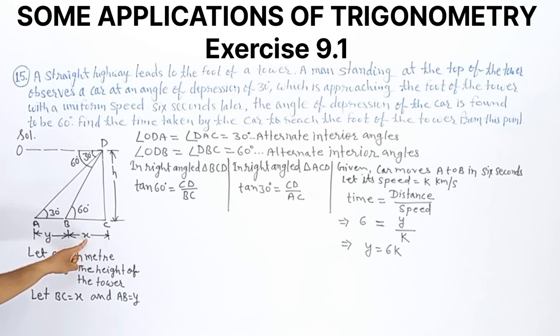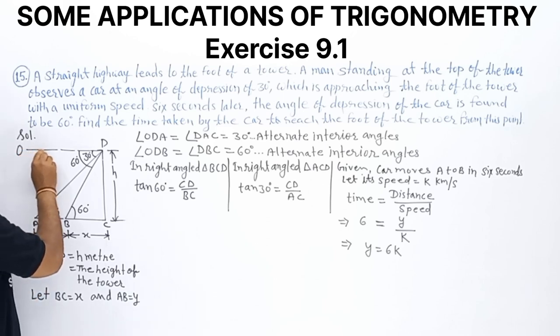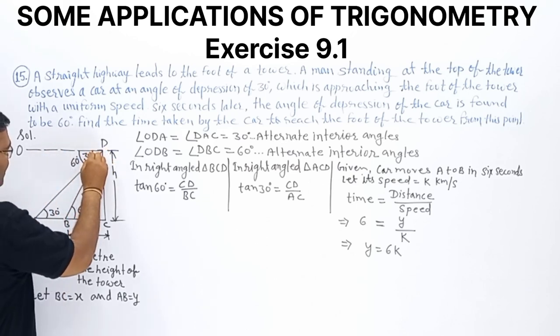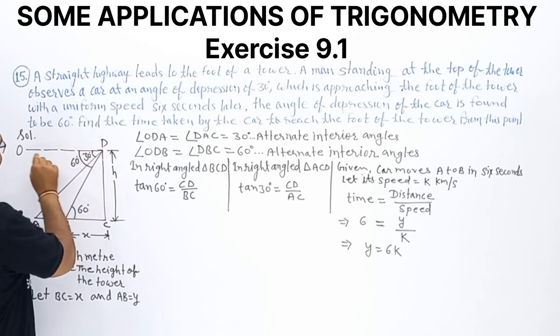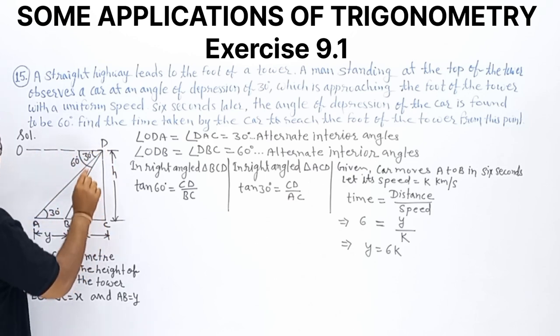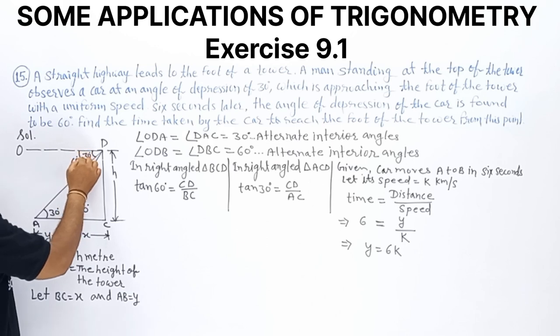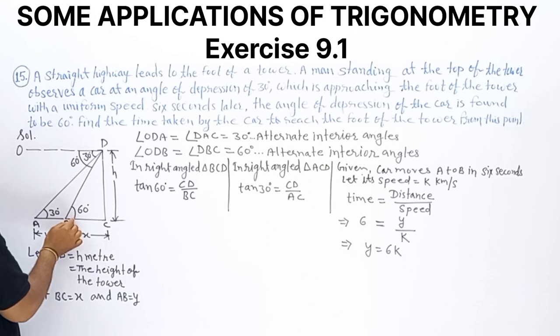So we are assuming the distance BC is x meters, and this distance AB is y meters. Now we are having a horizontal line. Observe, assume this is a horizontal line, and the angle of depression from this point is 30 degrees. If this is parallel to this one, then this angle will be equal to this one. Why? Because both are alternate interior angles. And for the 60 degree angle of depression, this angle will be equal to this one.